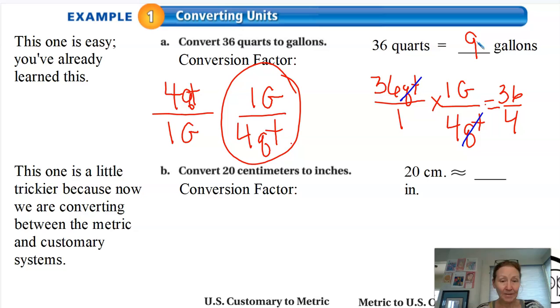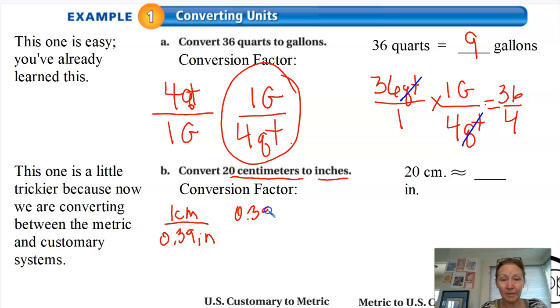It's super easy, right? So now I've got an example that's a little bit harder because you're converting from centimeters to inches. So there's actually 4 different conversion factors that we could use. I want to show you that we could do 1 centimeter for every 0.39 inches, or turn that around and do 0.39 inches for every 1 centimeter. Or we can do the unit rate of 1 inch.